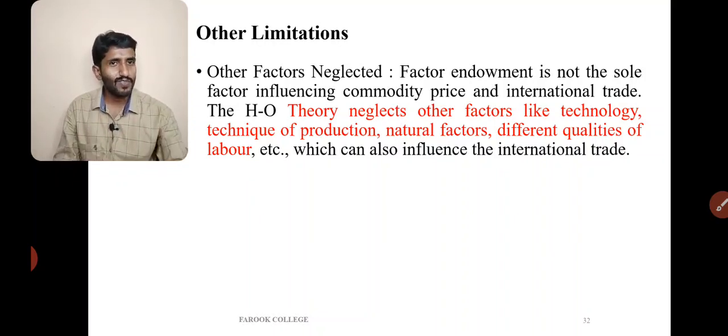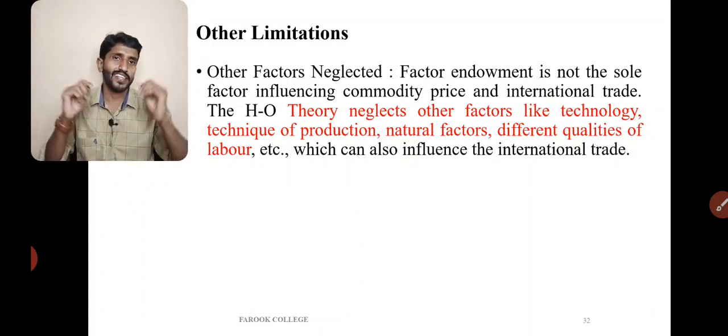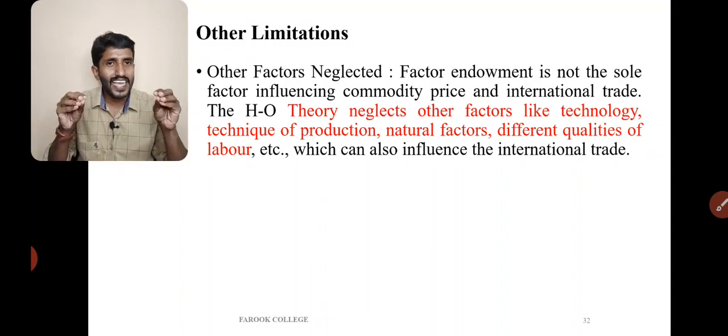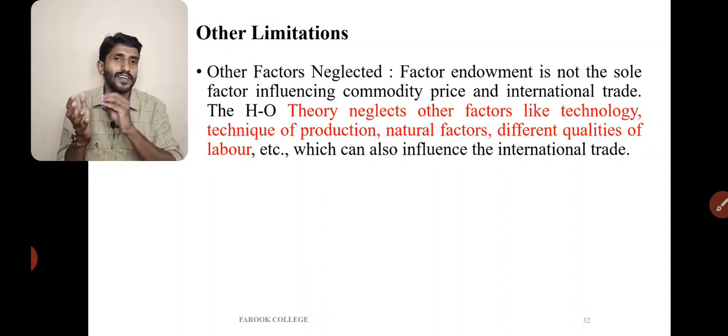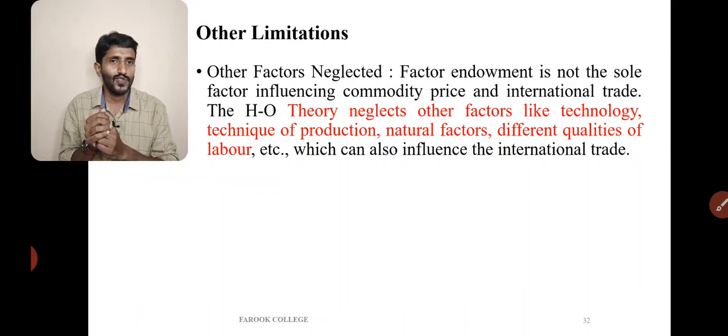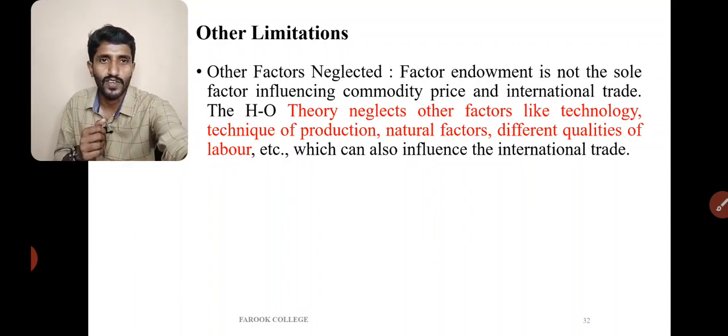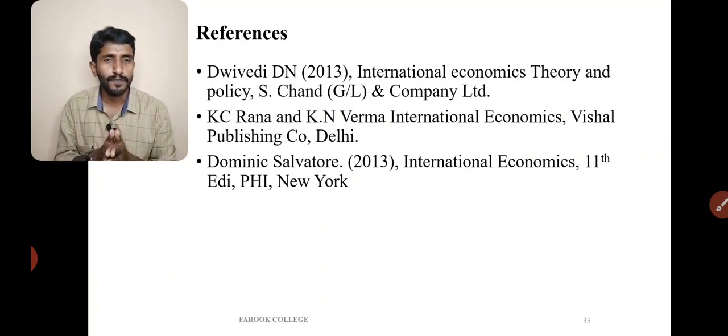But still, even though there are some limitations, this theory is known as the modern theory of international trade, because it has its own importance. It correctly explains why there is a comparative advantage. So even with all these limitations, this theory has importance. That's why we are studying elaborately what the HO theory is and what the limitations of this theory are. So I think this is clear for you.